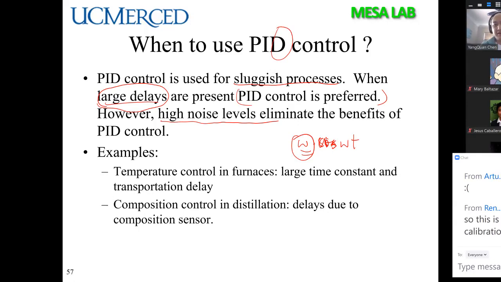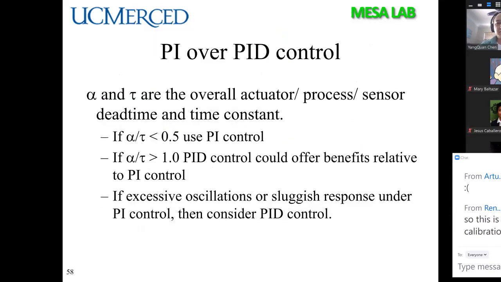So this is temperature control. Usually you need a PID. You have a large time constant, slow, and you have delay. So in that case, you should use PID control.